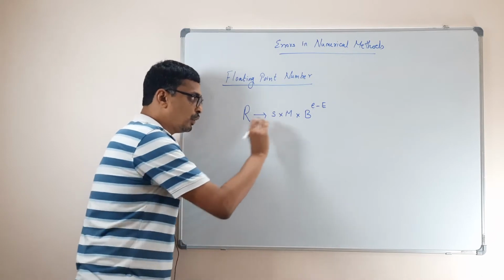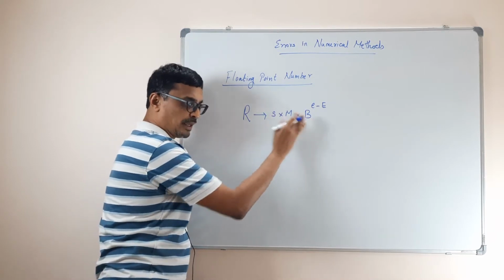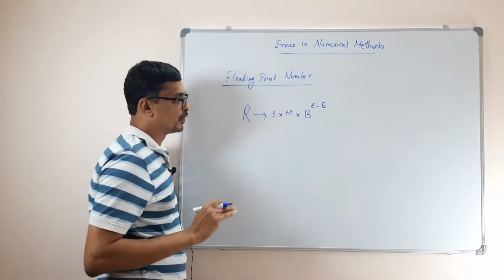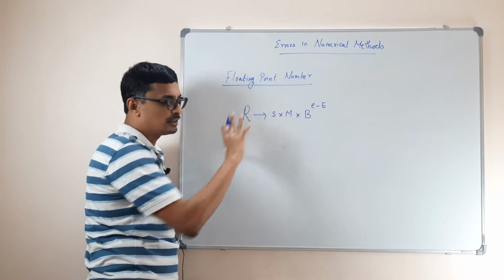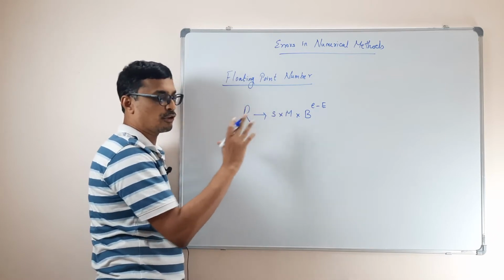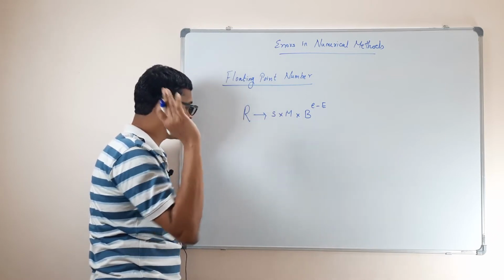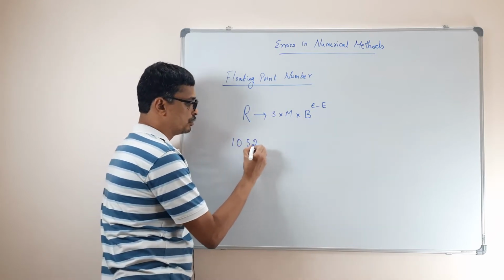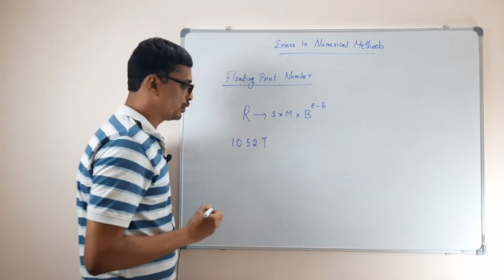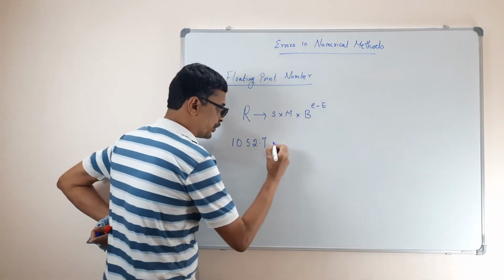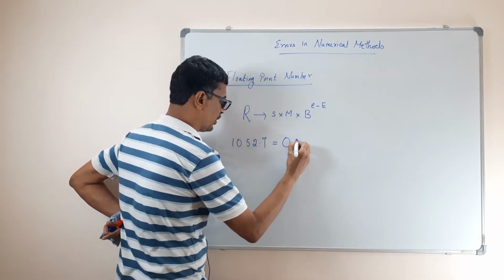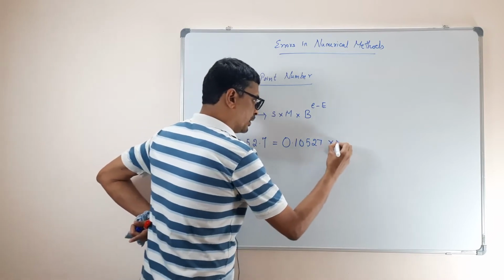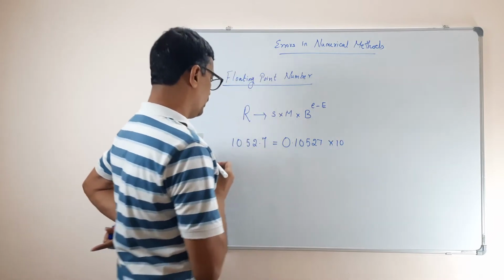So this base is the base unit you are using; for a computer it is 2 because it is a base 2 system. To understand this, we will use a base 10 system, which is easier for us. Suppose I am going to store the number 1052.7. If I want to store this real number, my computer converts it into 0.10527 times 10 to the power of how much? Tell me.